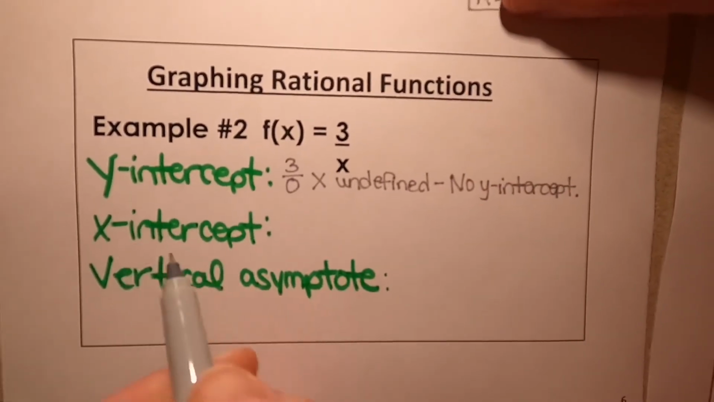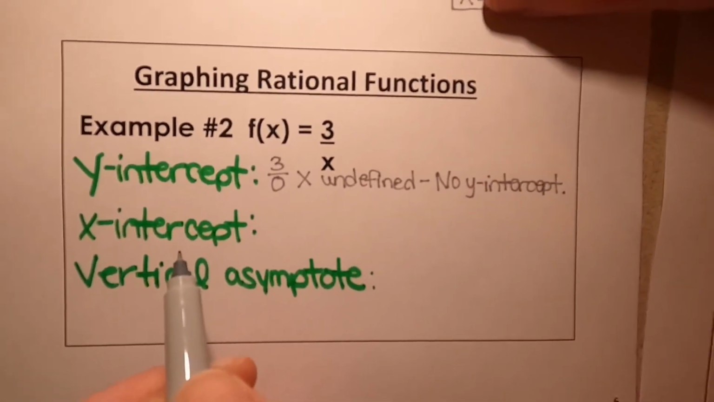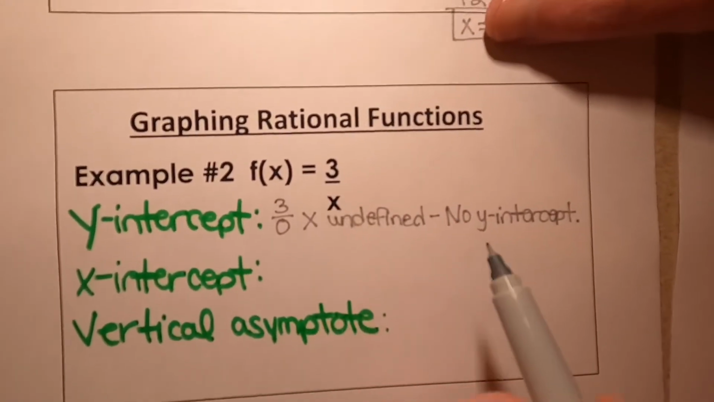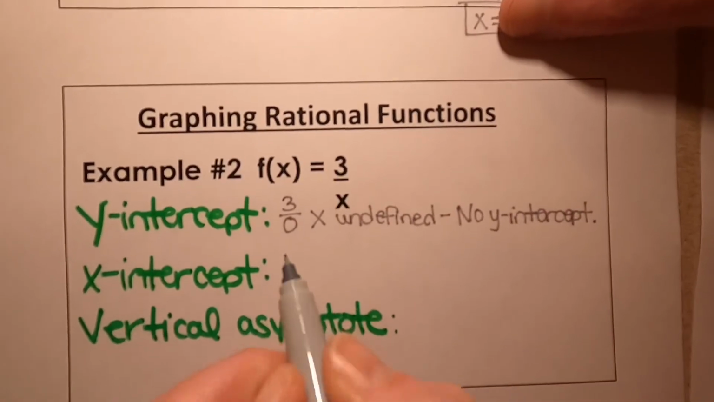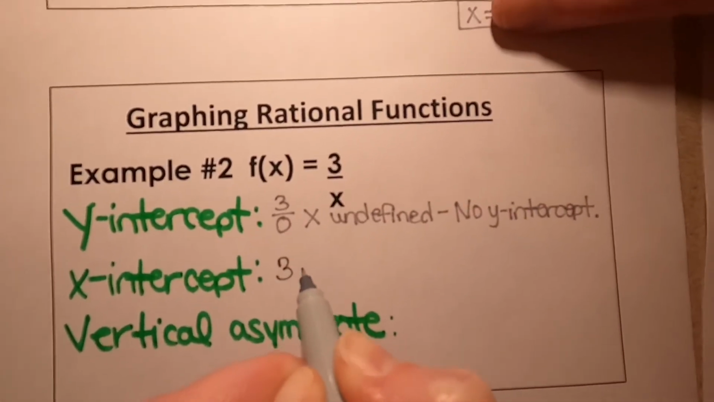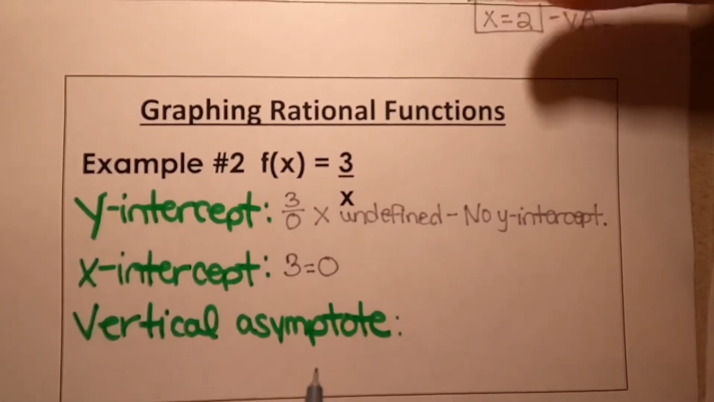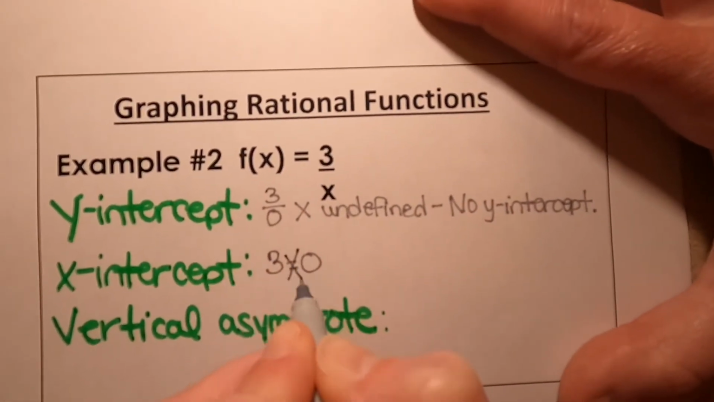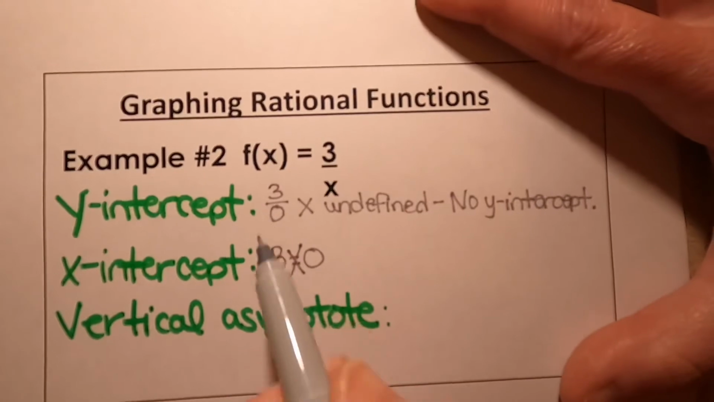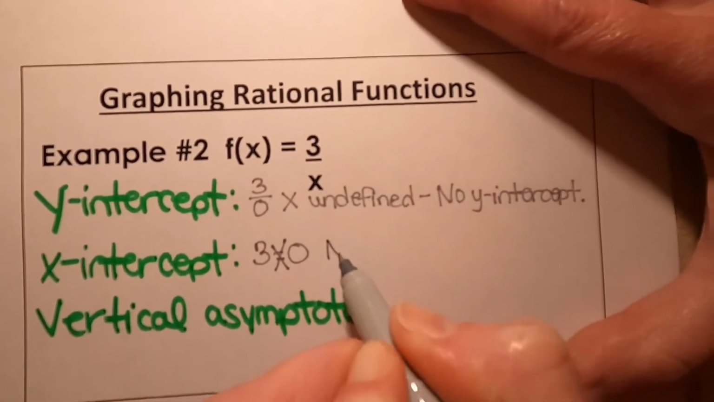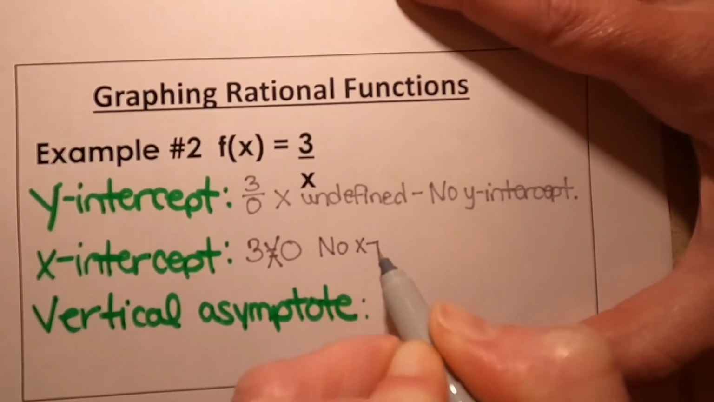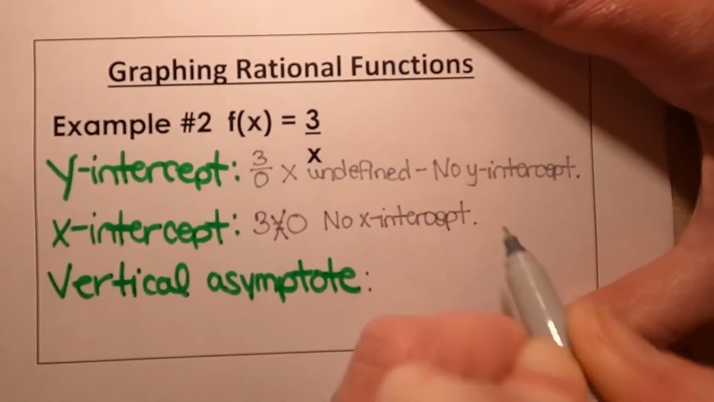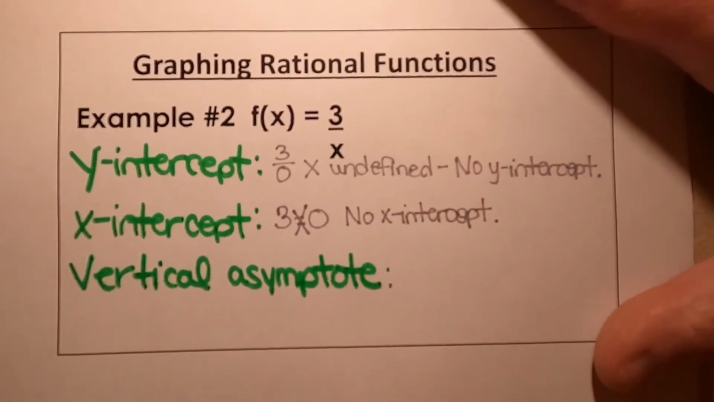Next, x-intercept. In this case, we're supposed to take the numerator of the fraction, which is a 3, and set it equal to 0 and solve. So does 3 equal 0? I'm pretty sure that's not true. So weird things are happening with our x and y-intercept. So there's no x-intercept. Weird.